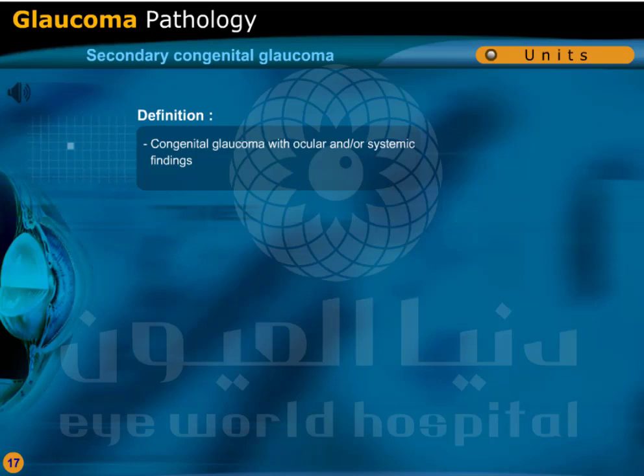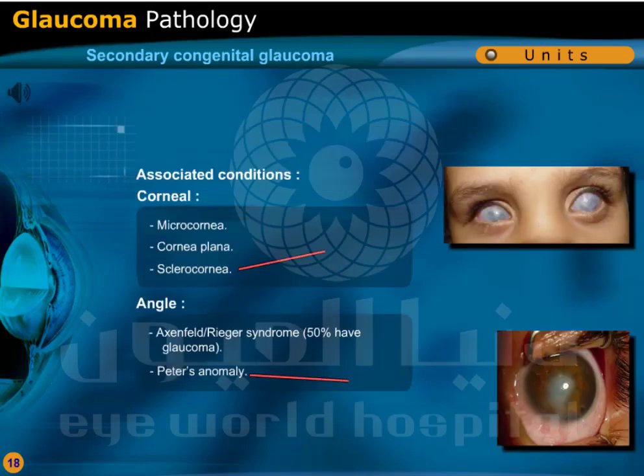Secondary congenital glaucoma. Congenital glaucoma with ocular and/or systemic findings. Associated conditions. Cornea: microcornea, cornea plana, sclerocornea. Angle: Axenfeld-Rieger syndrome, 50% have glaucoma. Peters anomaly.